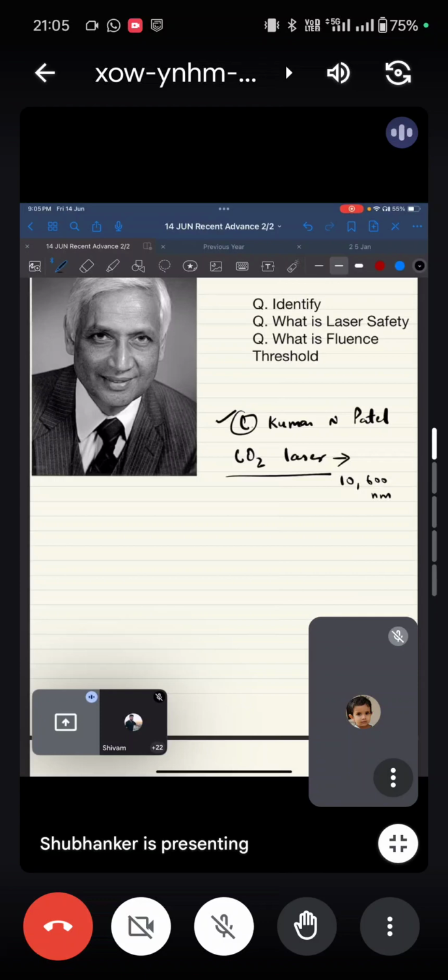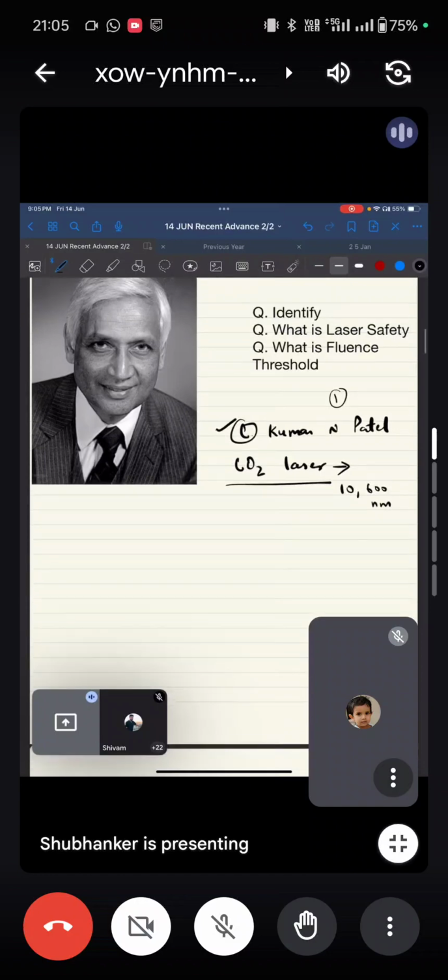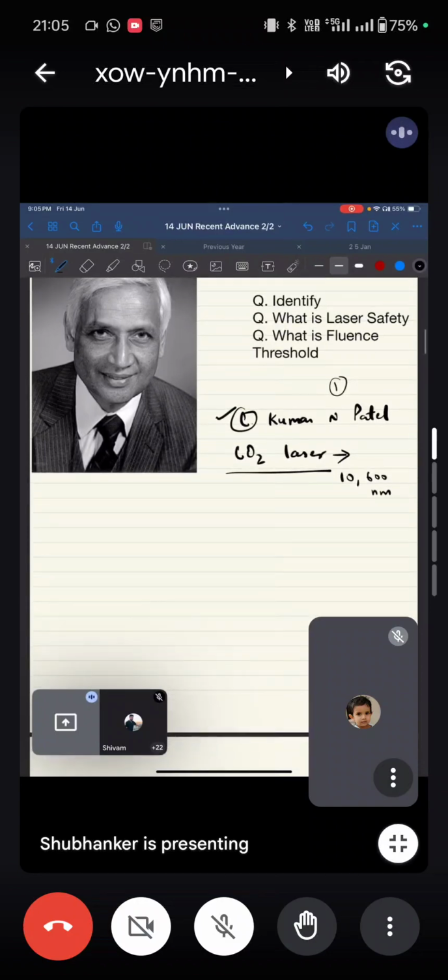Now, generally, what happens in the OSCE, 50% of the questions you will be able to answer. The other 50% of the questions you'll have to put in an effort. Like suppose this image comes, you'll identify Kumar Patel, you'll be given one mark. Second question will be what did he invent, what is the wavelength of CO2 laser, where is CO2 laser used, that you'll be able to answer properly. So 2 marks you'll get. For the remaining 3 marks, the difficulty level can be increased.